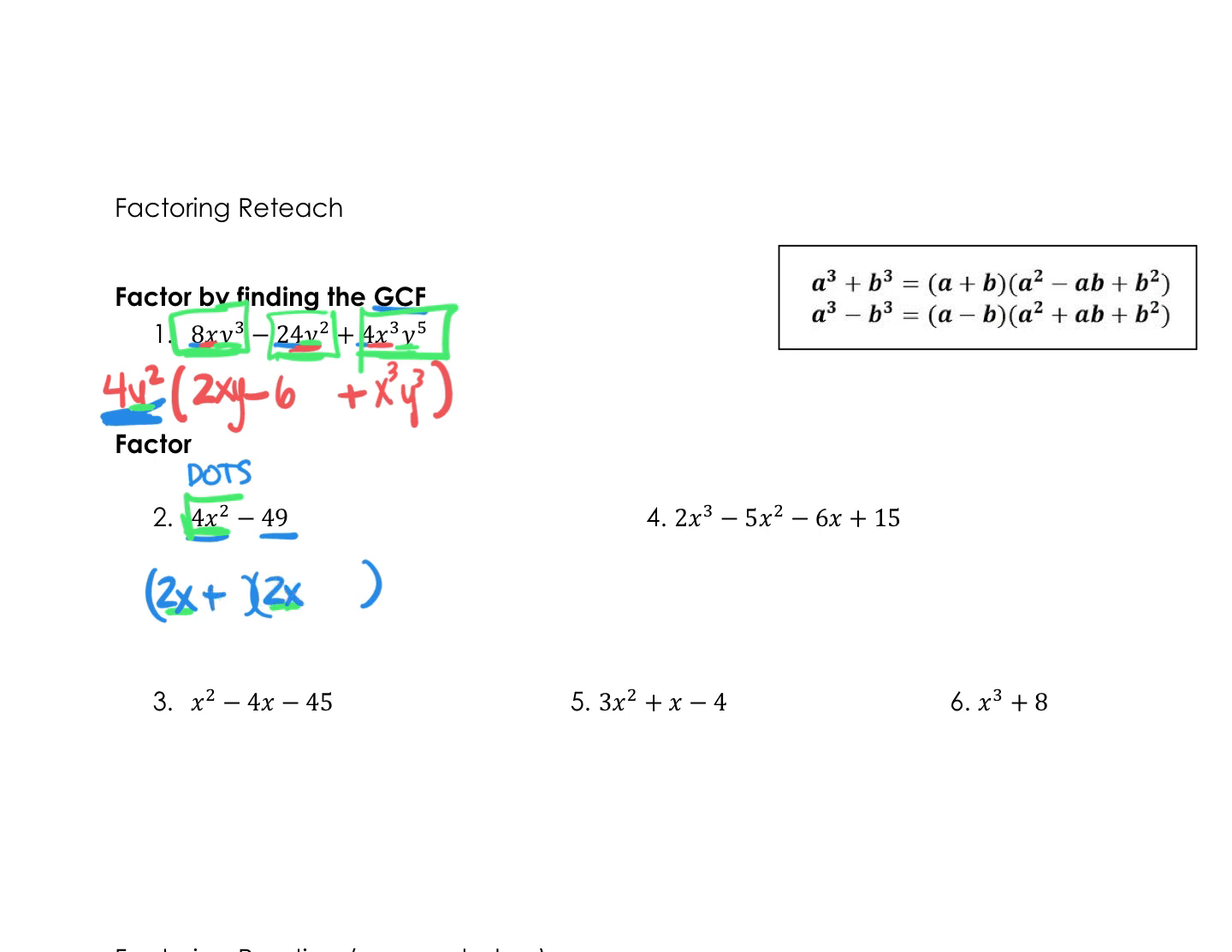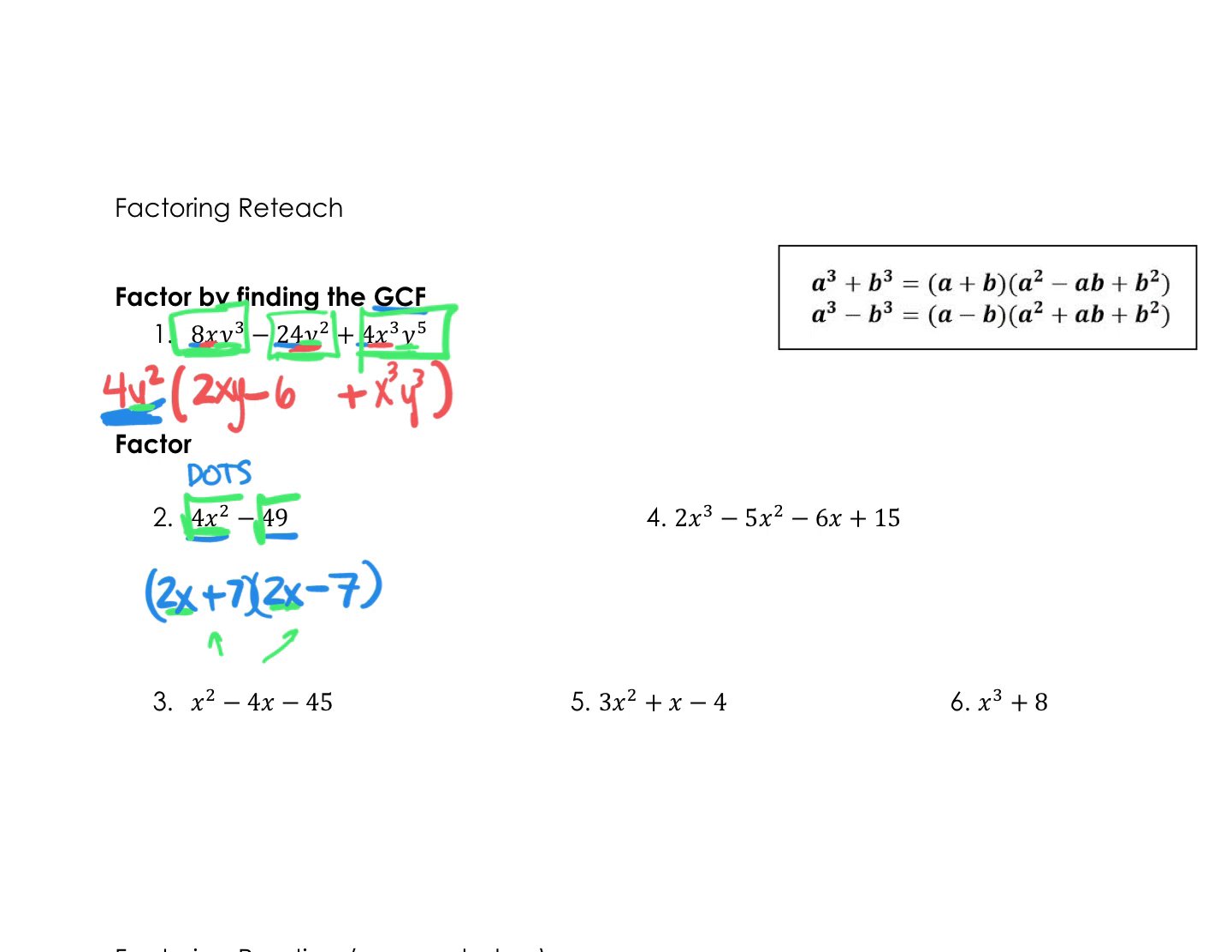Then it's always 1 positive, 1 negative. And to find the second number, you will take the square root of the second number here. So that will be 7 and 7. So whenever it's a difference of 2 squares, your answers here should be the same except for a plus and a minus difference.